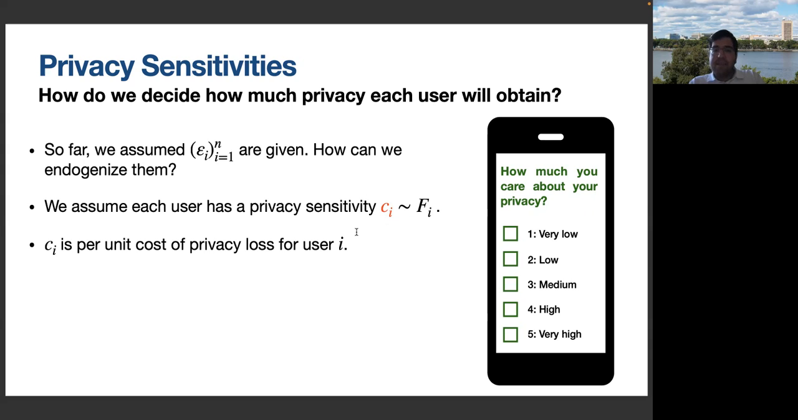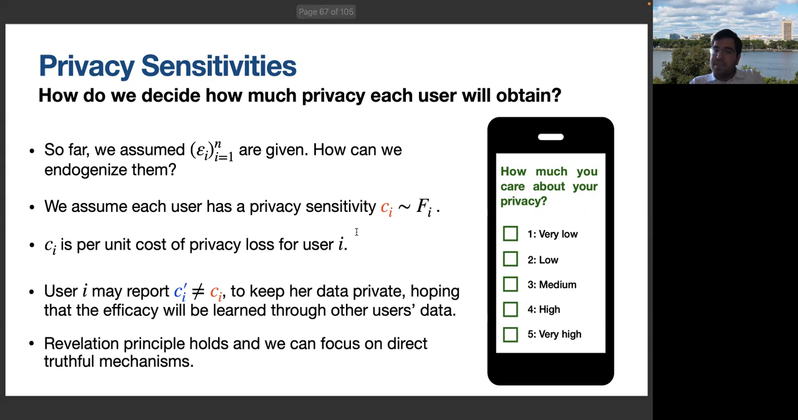But one immediate thing that comes to mind is that when users report their ci as their privacy sensitivity, they might report a different value. They might report c prime i different from ci in the hope that they keep their data private, but hoping that the efficacy of the drug will be learned through the other users' data. A problem similar to the free riding problem in the economics literature.